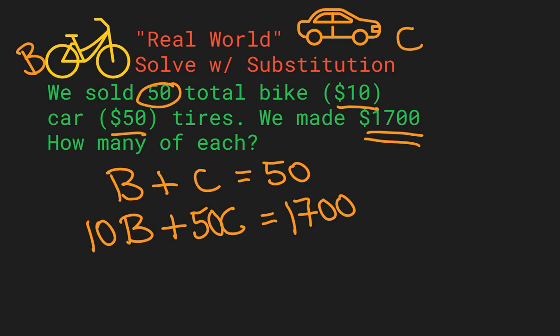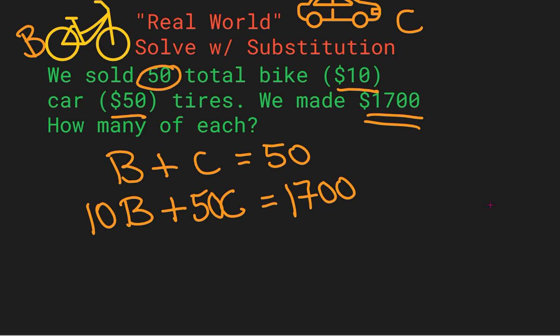Now I have a system of equations. I want to show you another way of looking at systems of equations. Often we isolate one variable, like B or C in this case, and then plug it into the other one. I want to show you a different way. So let's see here.